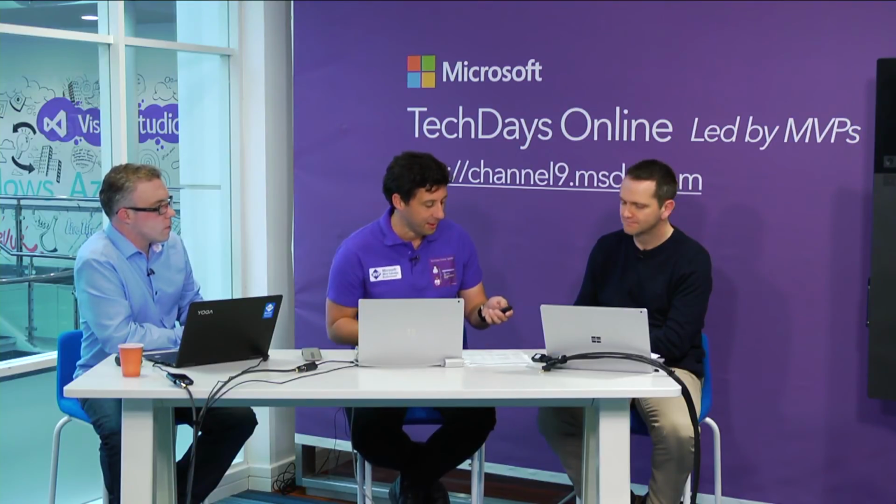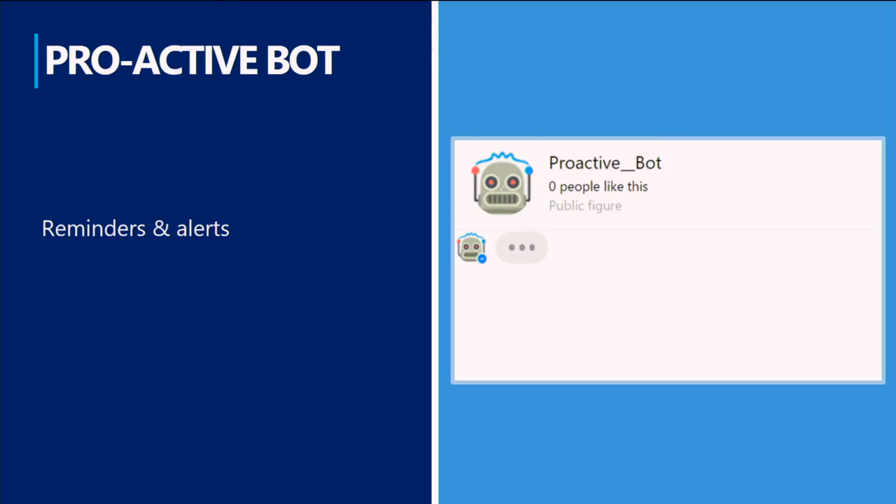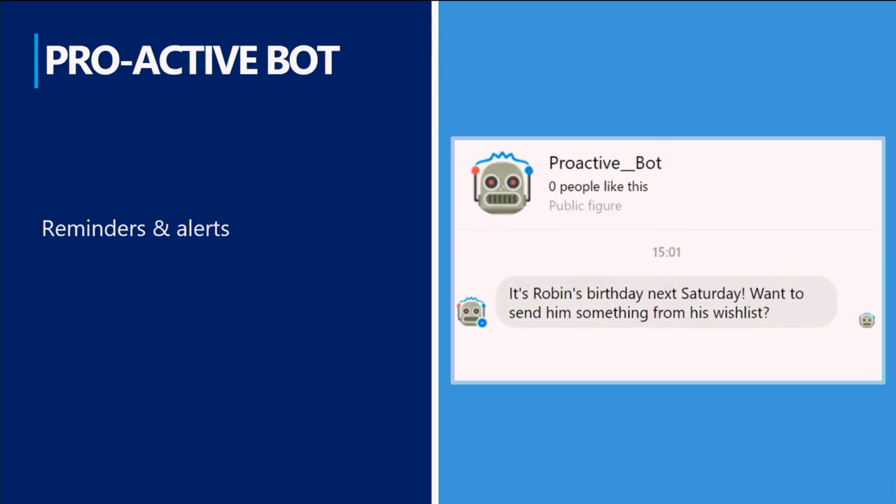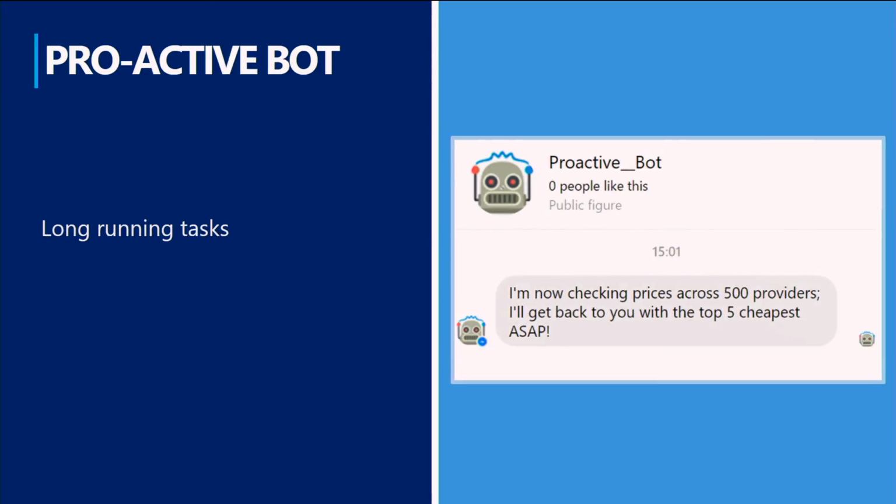So we've got a few examples here. You can use it for reminders and alerts. So here we've got a reminder saying it's Robin's birthday on Saturday. It's quite a nice little feature. Long-running tasks, so imagine you're doing some kind of aggregation, maybe comparing car insurance prices. Go off and do it, and then it comes back 5 minutes later. The key thing is, the user's still engaged, but they don't have to sit talking to the bot while it's doing this thing.